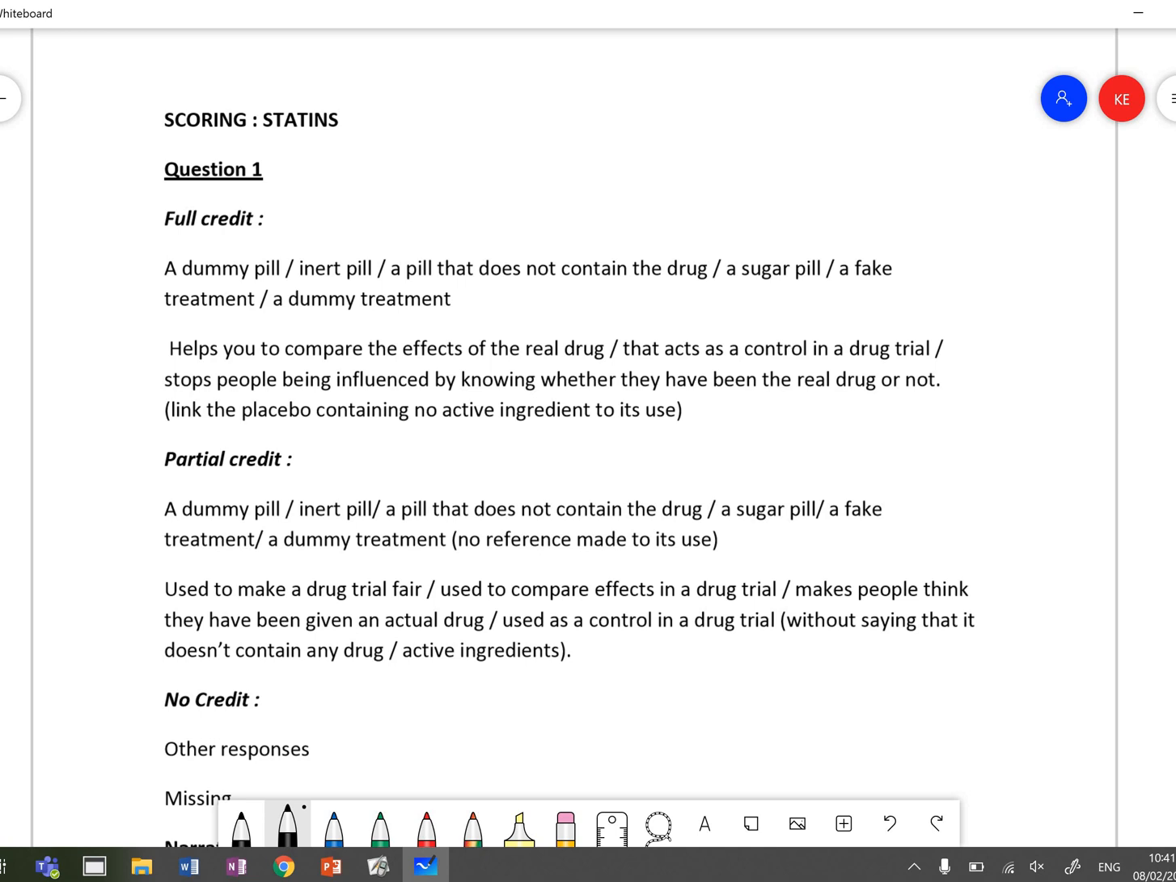So read through the mark scheme on the screen and decide what you need to add in to your answer, please. So this covers obviously the question, what is a placebo? And on the top of the next page, what is the purpose of a placebo?